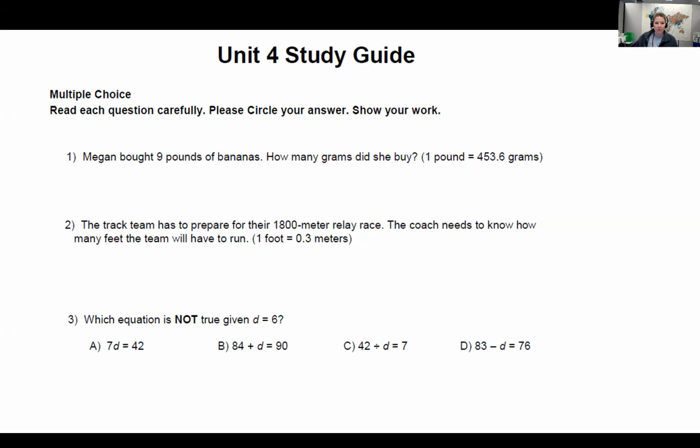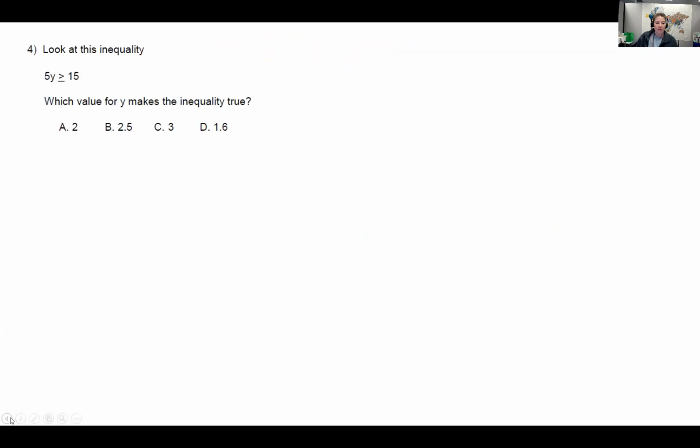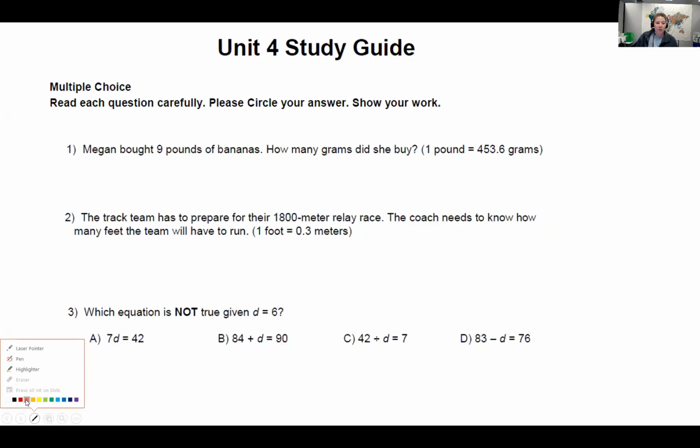All right, so let's look at number 1. Megan bought 9 pounds of bananas. How many grams did she buy? So if we have 1 pound equals 453.6 grams, then what are we going to do to find out how many total grams 9 pounds is? We are going to multiply.